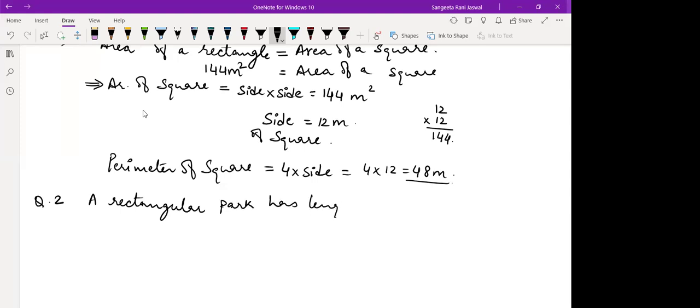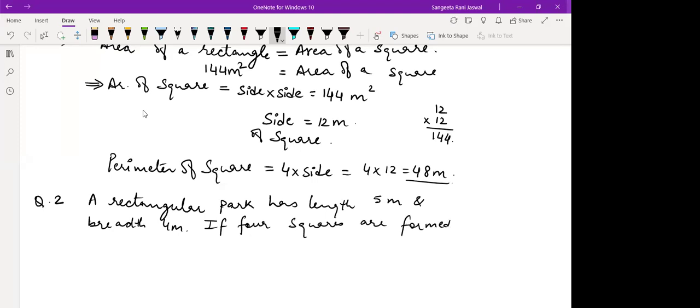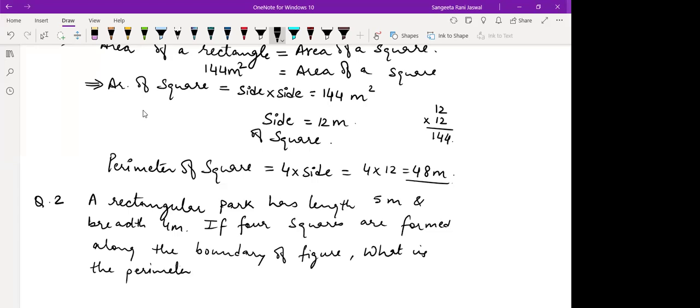A rectangular park has length 5 meter and breadth 4 meter. If four squares are formed along the boundary of the figure, whatever figure you are given, then you have to find what is the perimeter of the figure formed?